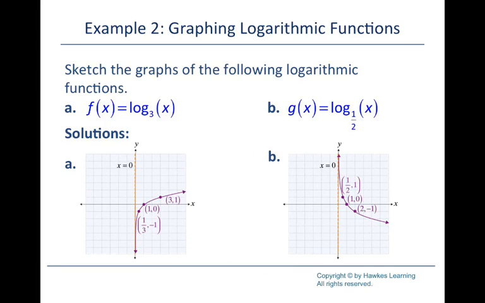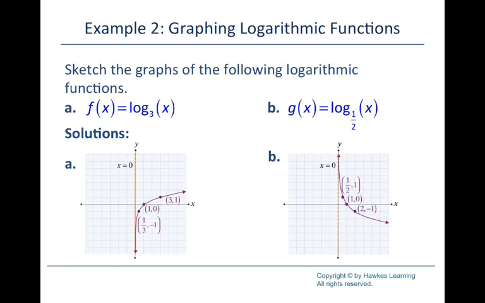So if we look at the g, you can see we have 1, 0. We have 2, negative 1, because 1/2 to the negative 1 is 2. Remember, the half is a little bit of a problem. And we have 1/2, 1.